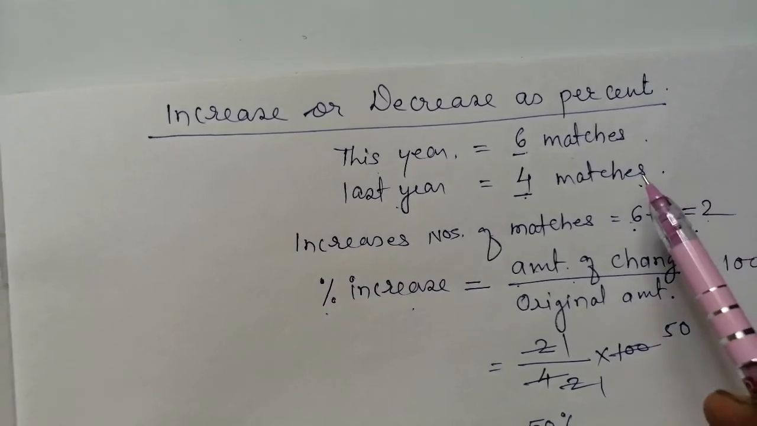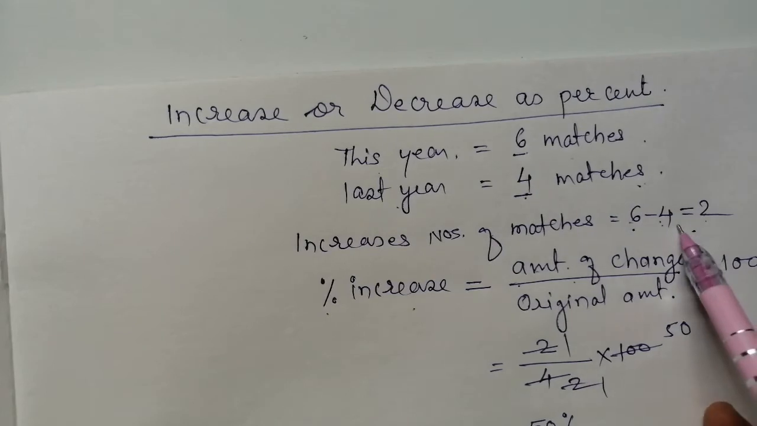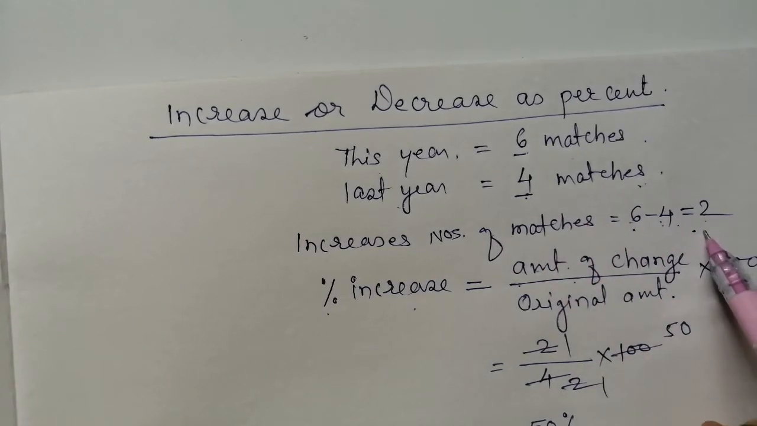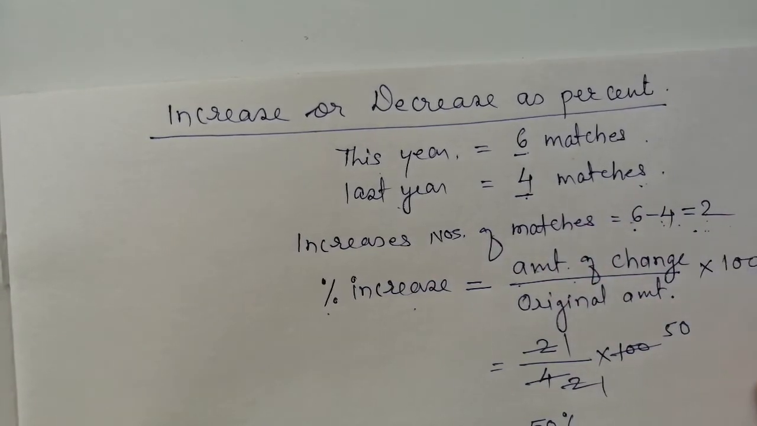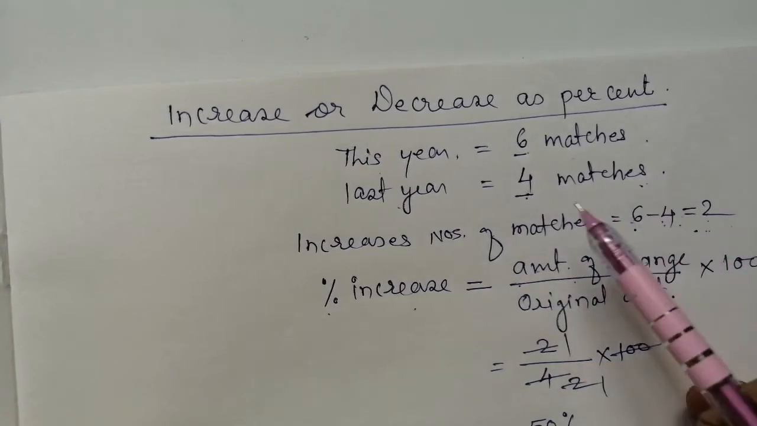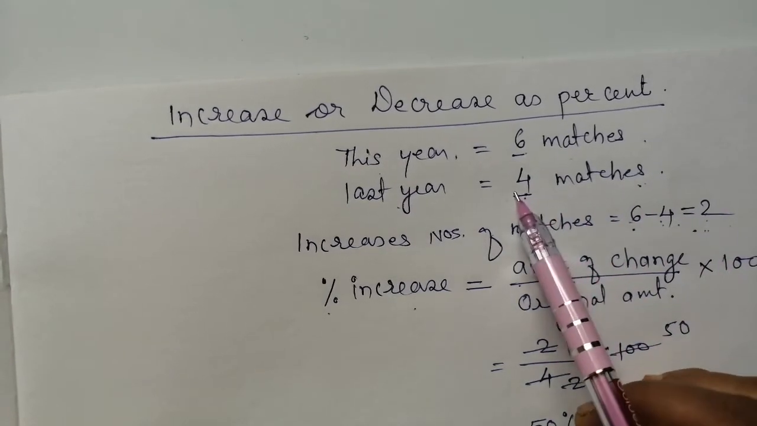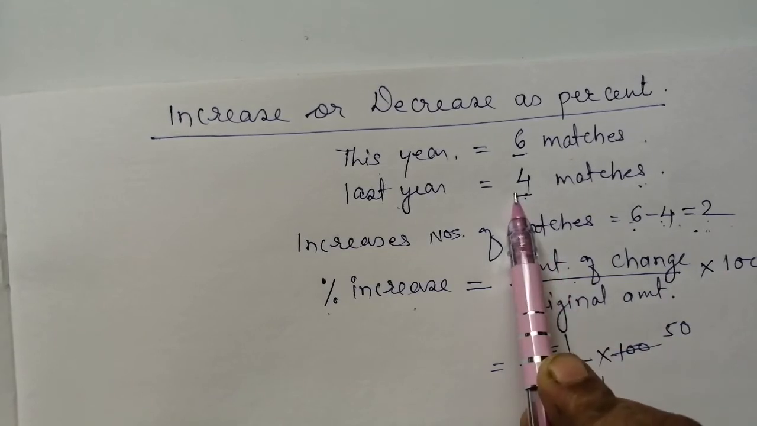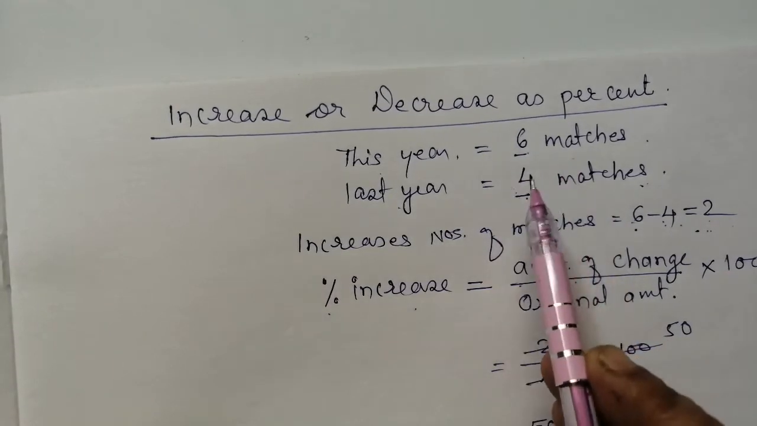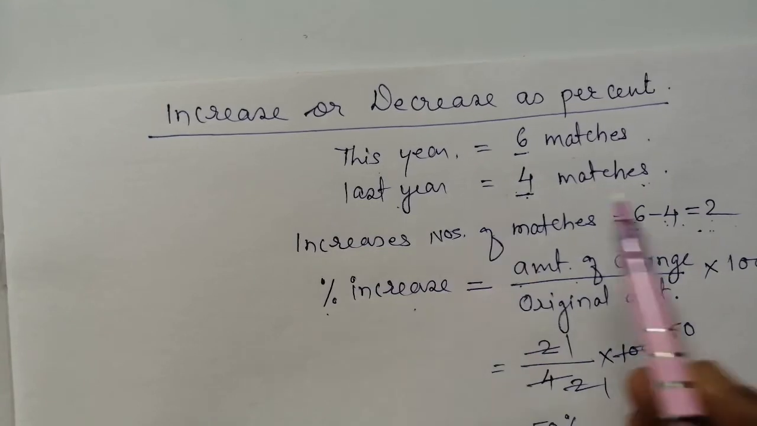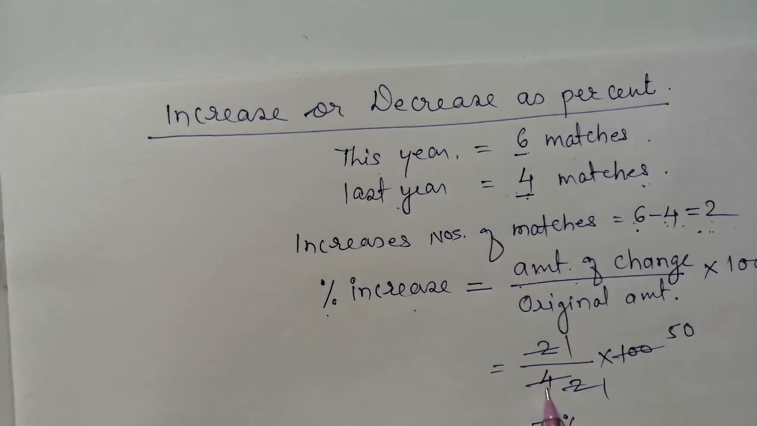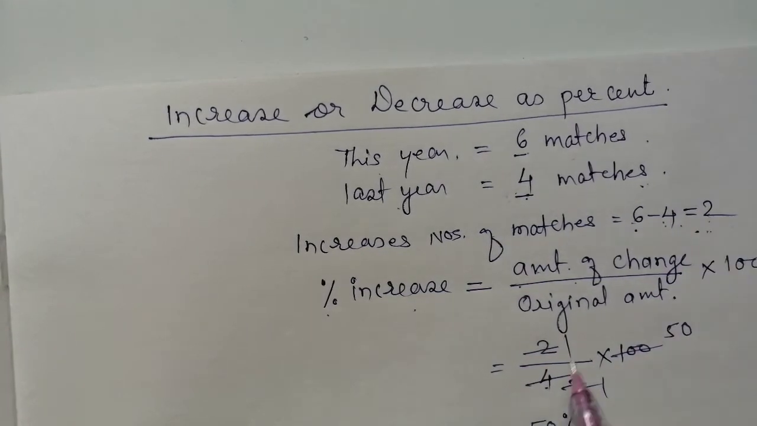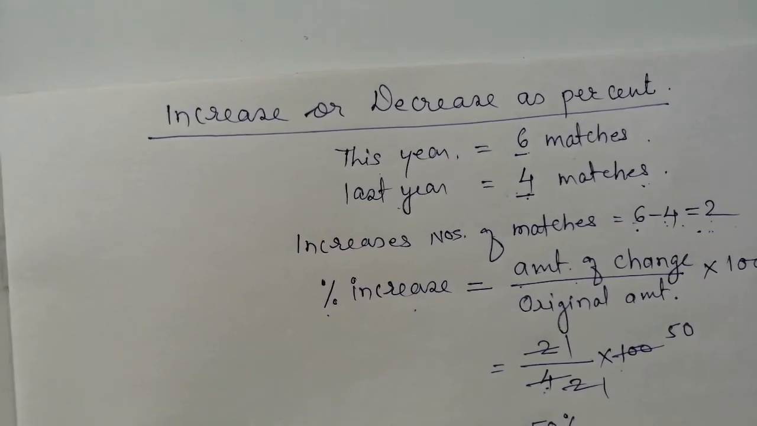Here, for the increase amount, first of all we have to calculate how much increase: 2. Then out of what? The original amount was 4 matches. Last year 4 matches were won, and this year 6. So 4 is your original amount, and it will be divided by 4. That means the difference divided by 4, your original amount, and multiplied by 100.